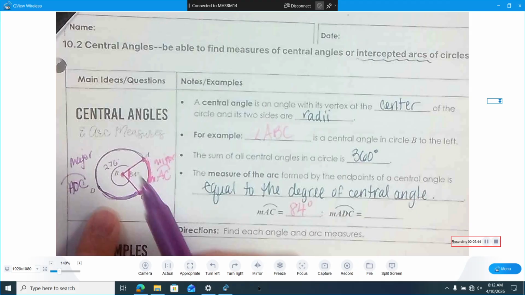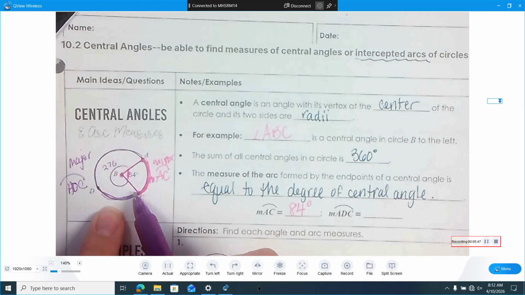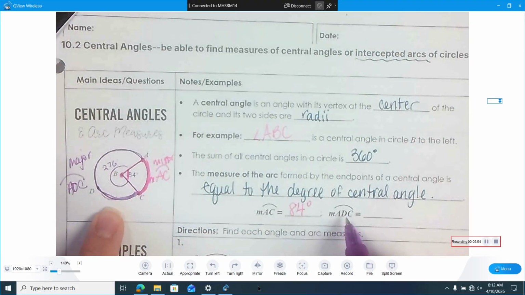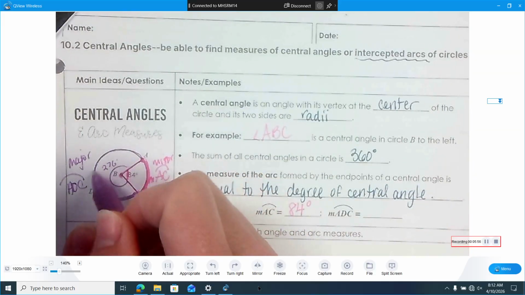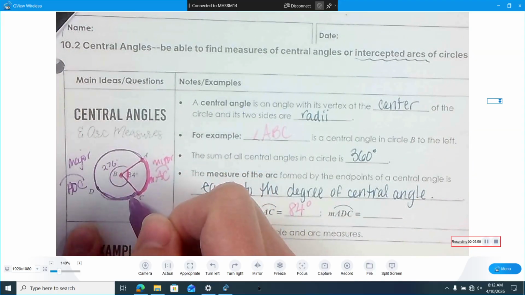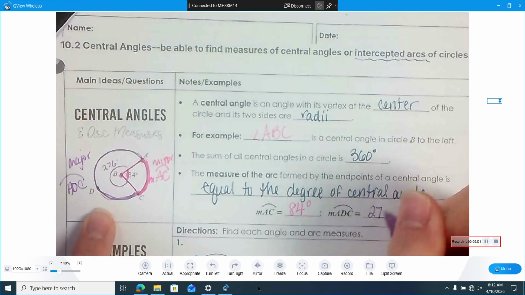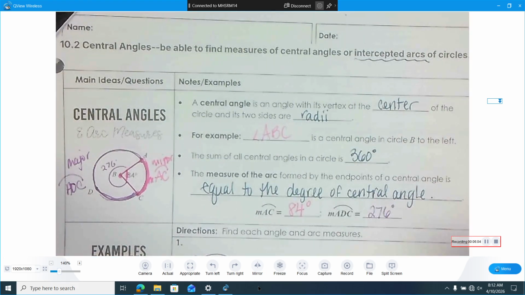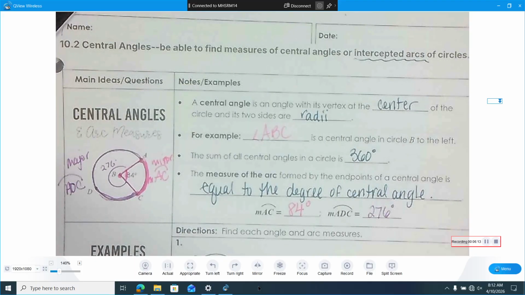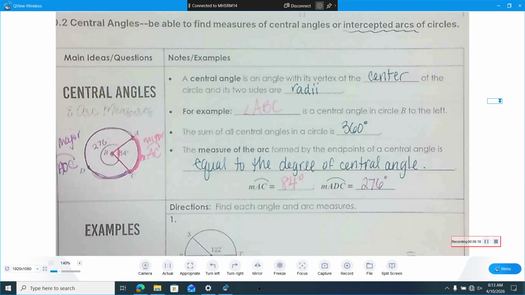And because the large angle on the other side was 276 degrees, the measure of arc ADC, so this big, giant, major arc, is how many degrees? Also 276 degrees, okay? So if you know your central angle, you also know the measure of your intercepted arc, all right? So central angle is the same as the arc, and that's really important. So we want to find each angle and each arc measure.